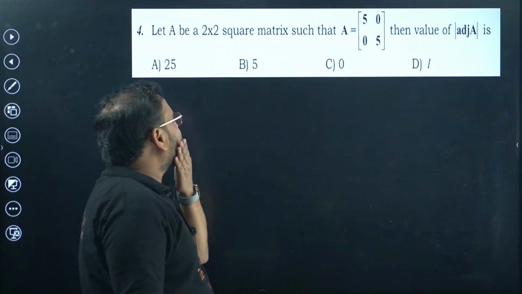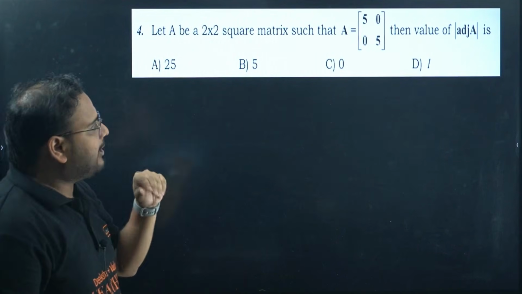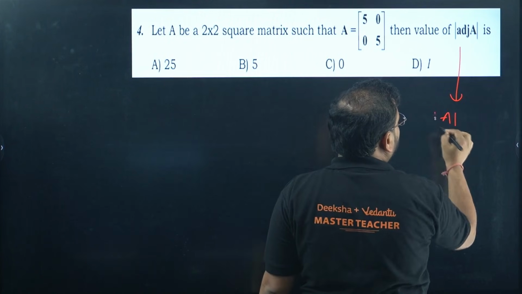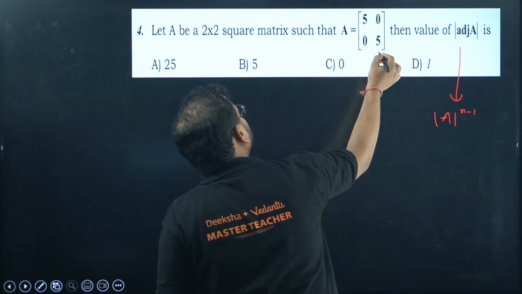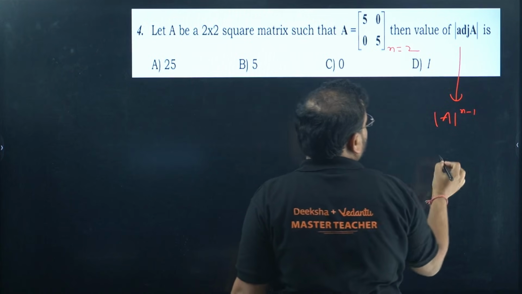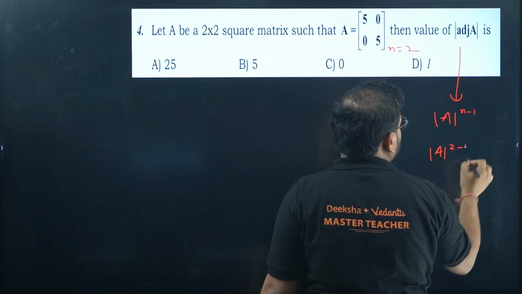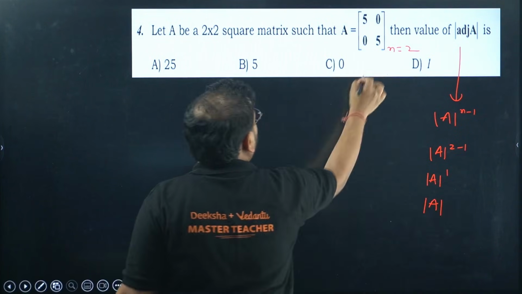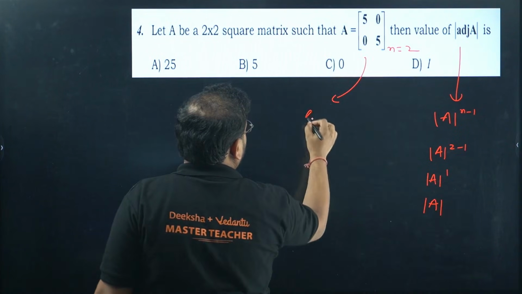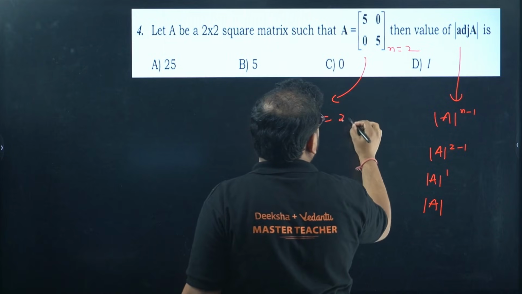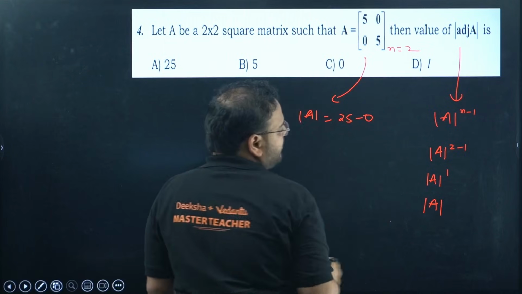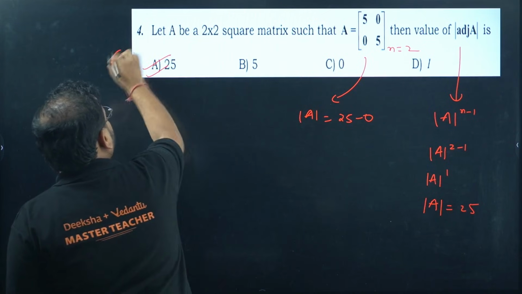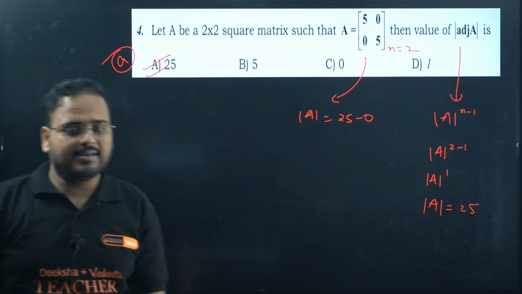Let A be a 2 cross 2 matrix such that this is the given value of adjoint of A. We know this formula. This is a property. Determinant of adjoint A is determinant of A power n minus 1. What is n in this case? n is nothing but 2. Determinant of A power 2 minus 1, determinant of A power 1, determinant of A. Find from here. Determinant of A is nothing but 5 square is 25 minus 0. My answer will be simply 25. Option A is correct.